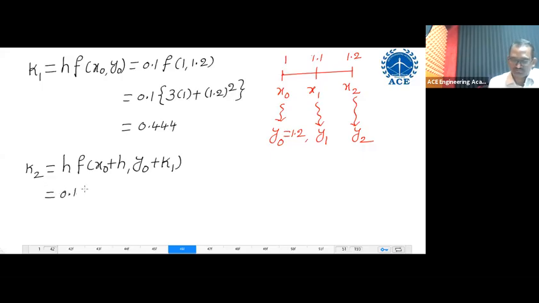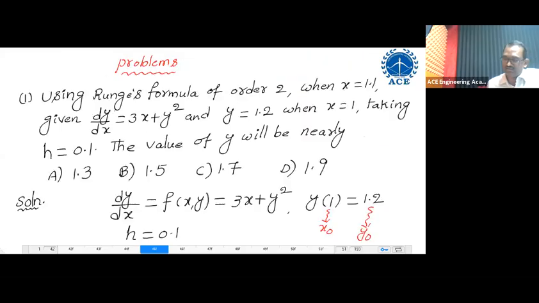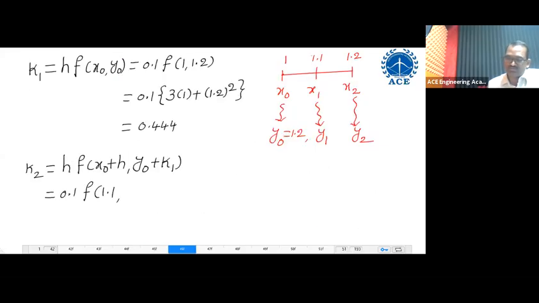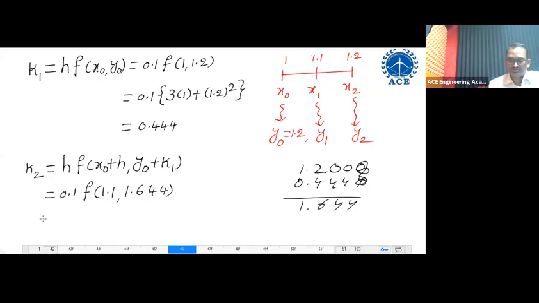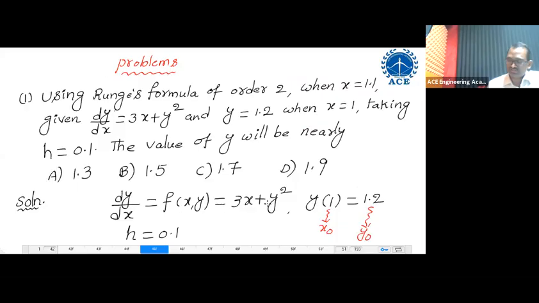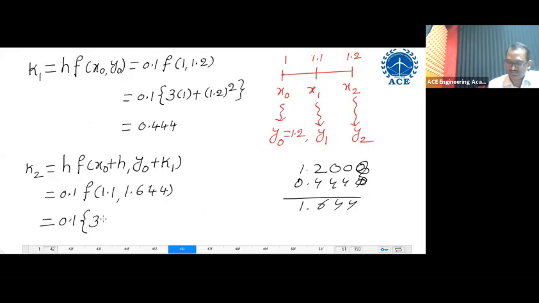H value is 0.1. f of x naught plus h, 1 plus 0.1, 1.1. y naught plus K1: y naught value is 1.2, plus 0.444, is 1.644. So 0.1 into f of x comma y, 3x plus y square, 3 into x plus y square.